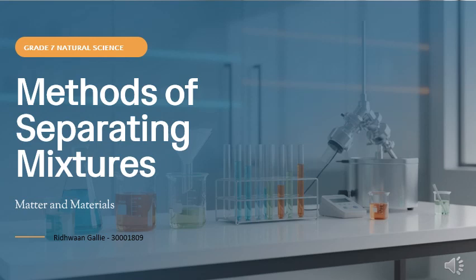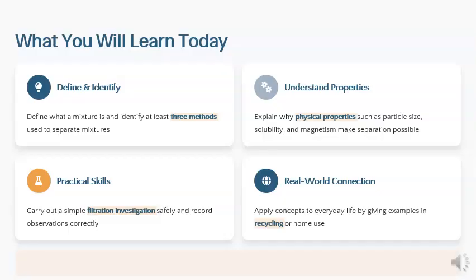Good day, grade 7s. Today's natural science lesson is methods of separating mixtures, which is under matter. So just a quick overview: you will define what a mixture is and identify at least three methods used to separate mixtures. Then we will move to understanding, for example, explain why physical properties such as particle size, solubility, and magnetism make separation possible.